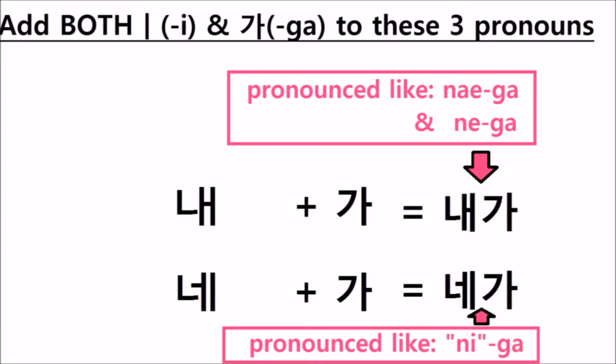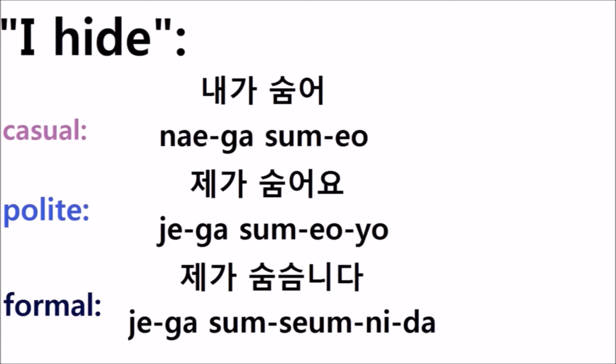This is the word that makes English speakers a little uncomfortable. But we all know what we mean. So let's do our example with the 이/가 subject marker. The casual form of "I hide" is 내가 숨어, and the polite form of "I hide" is 제가 숨어요, and the formal form is 제가 숨습니다.